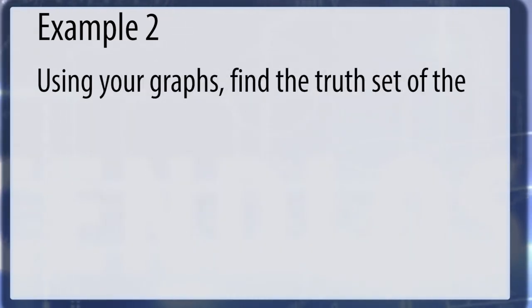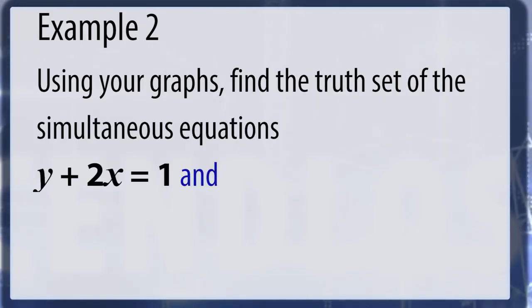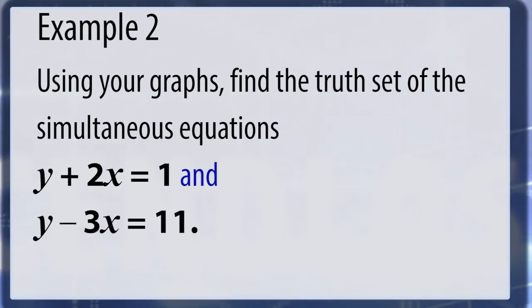Using your graphs, find the truth set of the simultaneous equation y plus 2x is equal to 1 and y minus 3x is equal to 11. To solve this question, we have to draw a table for the two equations. We now have to choose values for the table. But let us take numbers from negative 2 to positive 2, because these are very simple numbers to deal with.